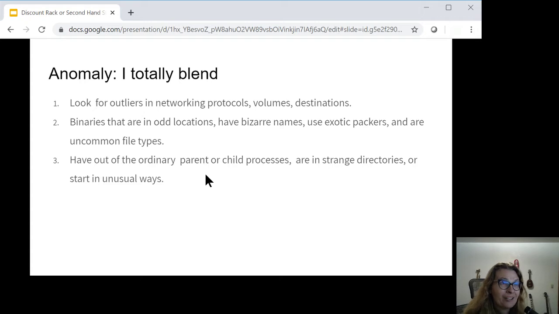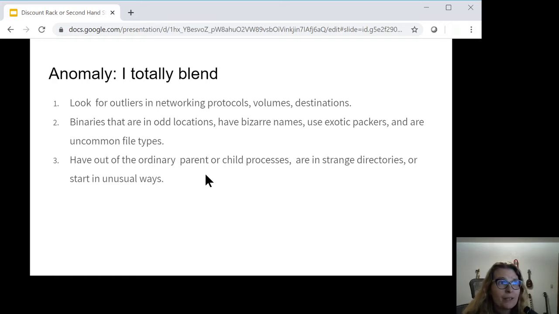Binaries and endpoint stuff. Anomalies can be in binaries. Binaries are programs. They could have bizarre names. They could be using exotic packers, and packers are a way to protect intellectual property for programmers or hide what malicious programs are doing. And it could be strange file types. Do you really see that many HTA files? Do you see a lot of DICOM files?